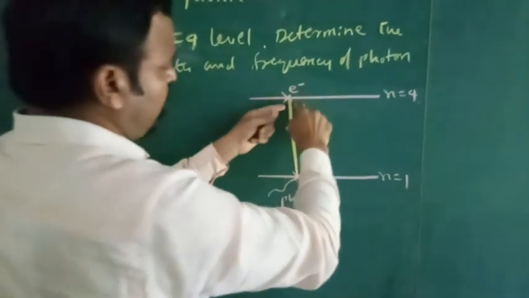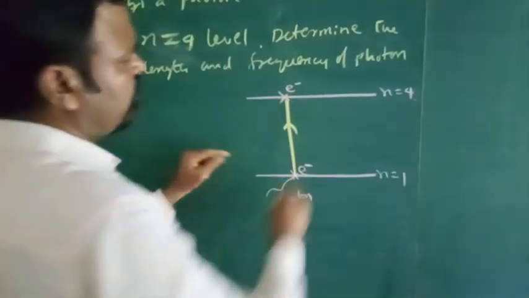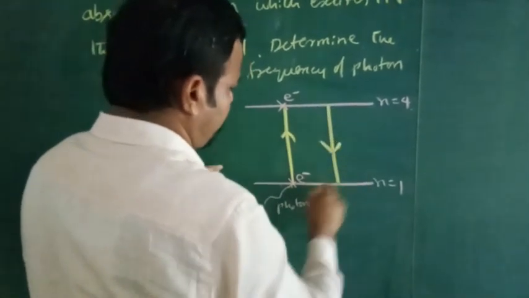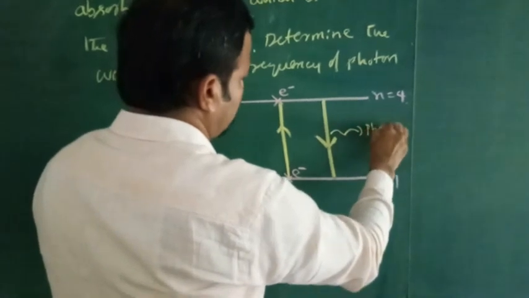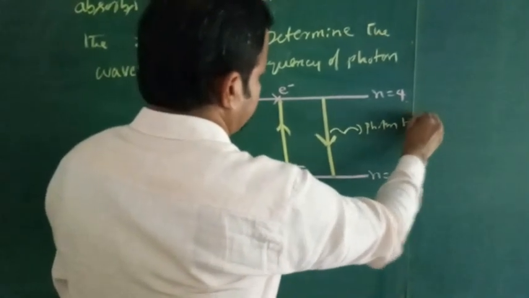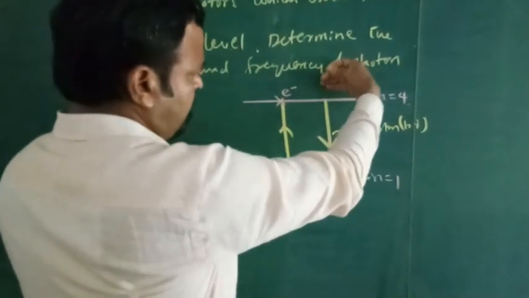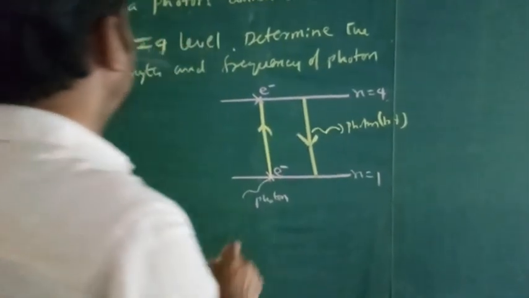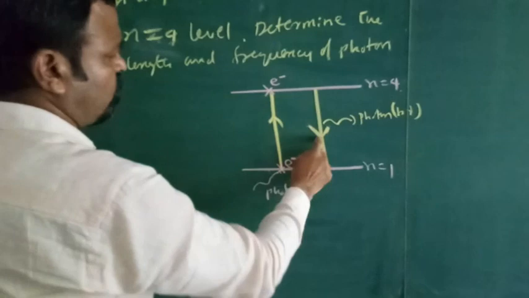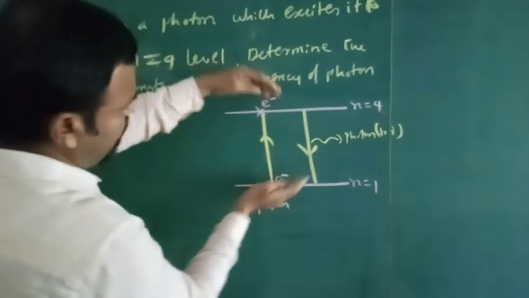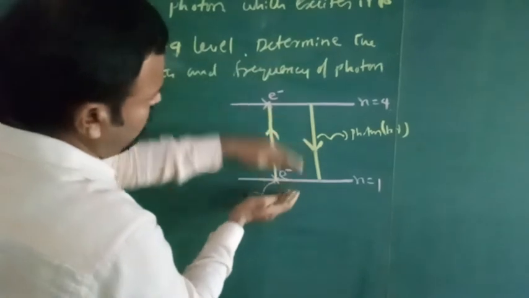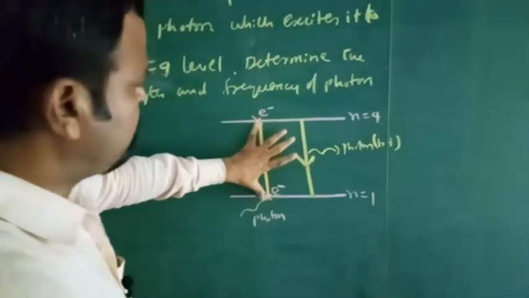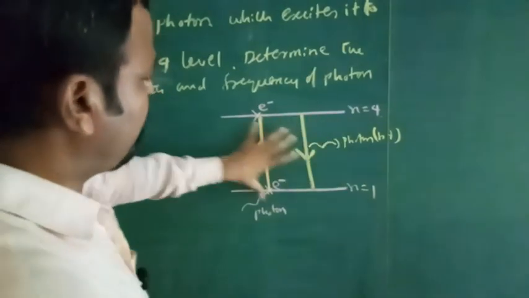The same electron present in the fourth orbit after some time comes to the first orbit by emitting the same amount of energy. Remember, the same photon will be emitted, that is h nu. Here the transition is from higher orbit to lower orbit, and a photon is emitted. The energy levels are the same during the transition from 1 to 4 and 4 to 1. Therefore, energy emitted is equal to energy absorbed.